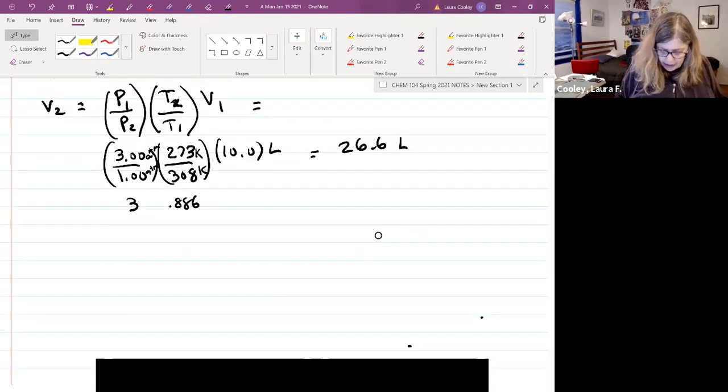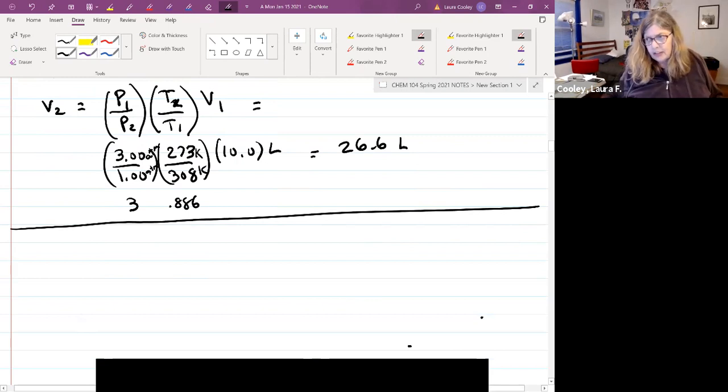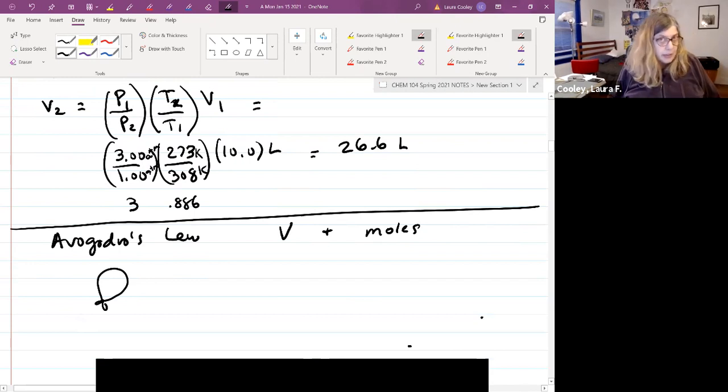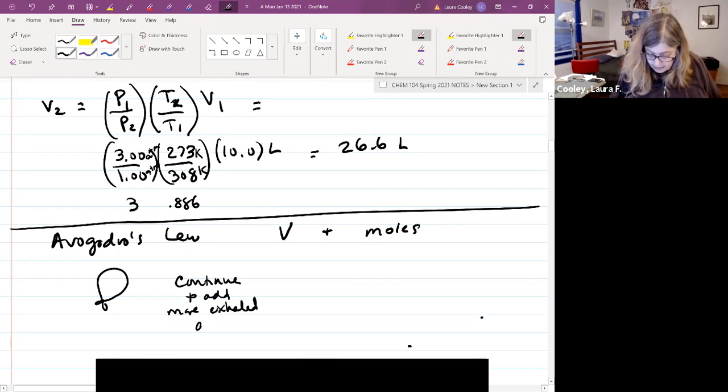Okay, there's one more gas law that I haven't talked about yet, and that is Avogadro's law, which deals with how volume is related to moles. So it deals with volume and moles. And this is the old balloon experiment. You blow up a balloon, you put a little bit of your exhaled air in there, and you get a small volume. And then you continue to add more exhaled air. And lo and behold, you get a bigger balloon, okay?